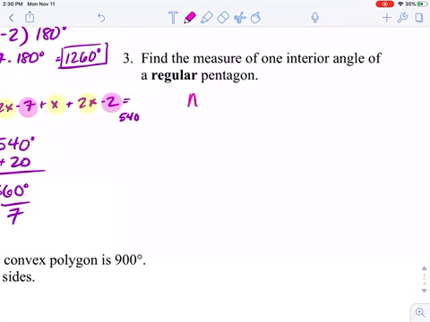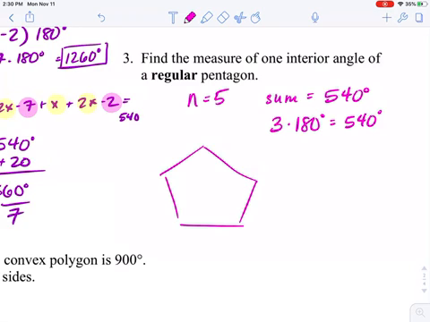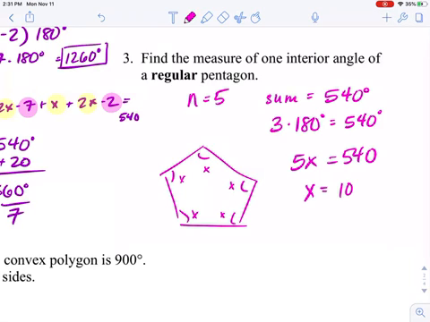Find the measure of one interior angle of a regular polygon. So we do know that for n equals 5, the sum of the interior angles is going to be 540. We could look above in our chart, or we could do n minus 2, which is 3, times 180 to get 540. And now, regular means that all of the sides are the same and all of the angles are the same, which means that if each angle is x, then 5x equals 540. If I divide 540 by 5, I get 108. So each one of those angles would be 108 degrees.